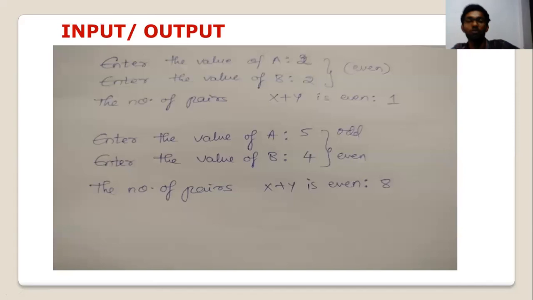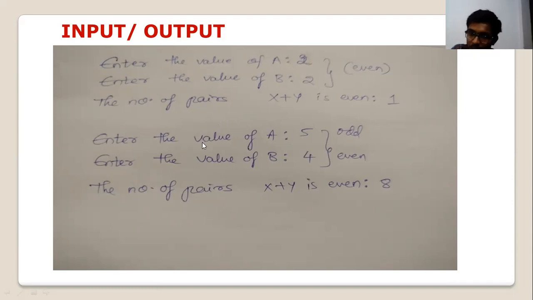Okay, here is an output. We have to enter the input values. Enter the value of a: 2, a as 2. Enter the value of b: 2. Okay, the total number of pairs where x plus y is even is 1.